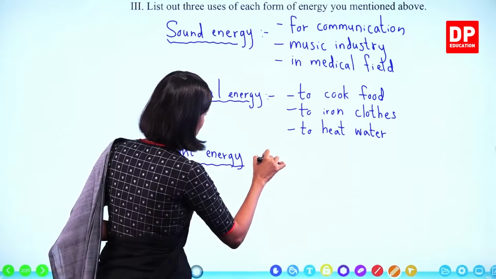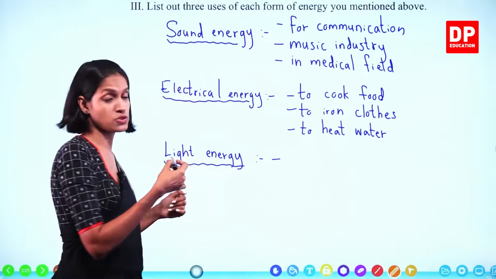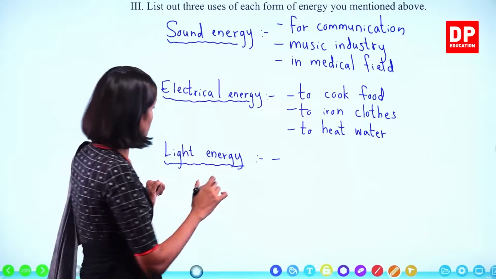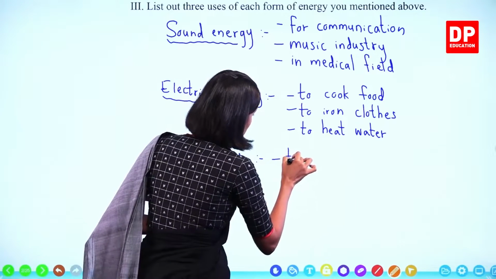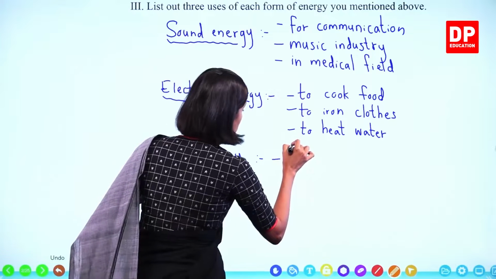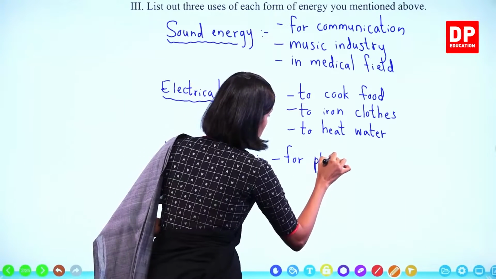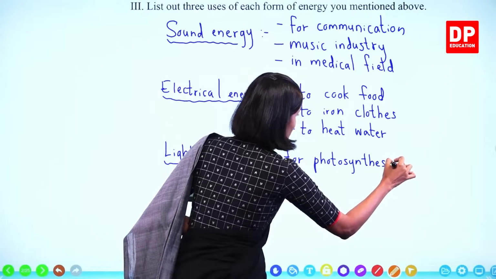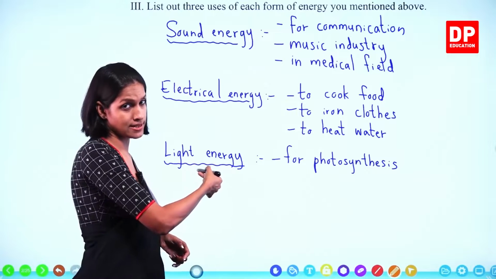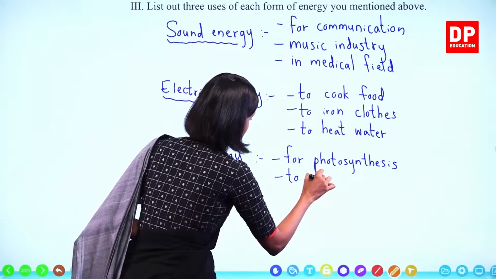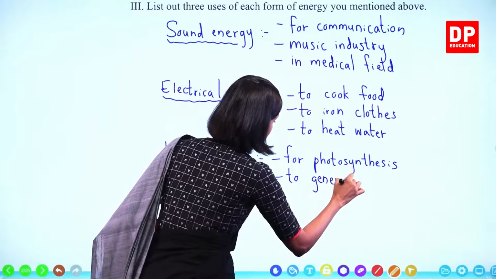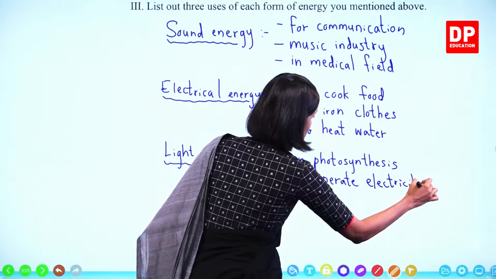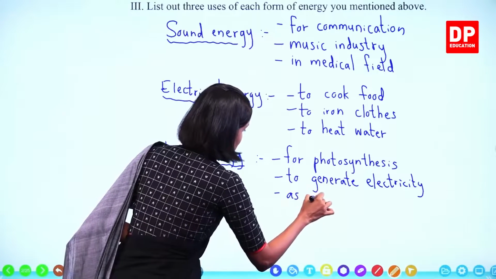And also light energy is used to illuminate, right? For decorations as well. We will write for photosynthesis. Photosynthesis. Solar panels can generate electricity using light energy, right? So to generate electricity. As signals.